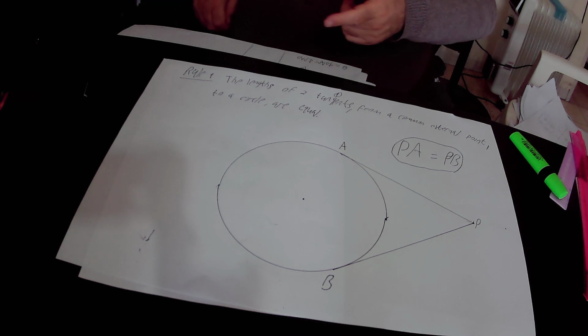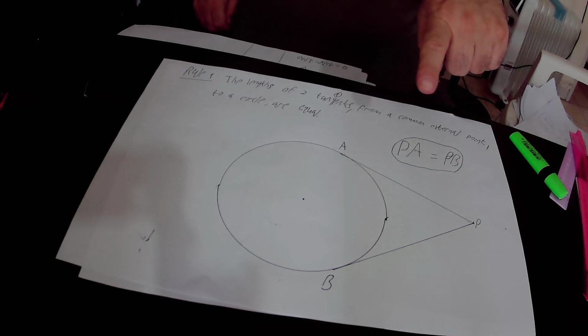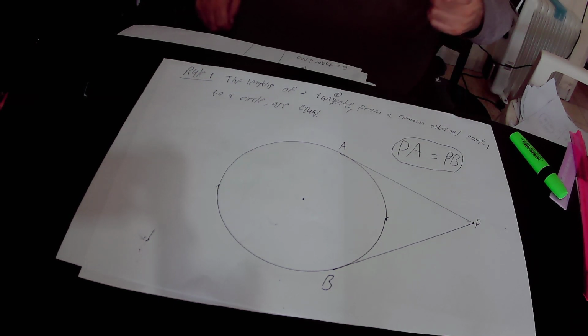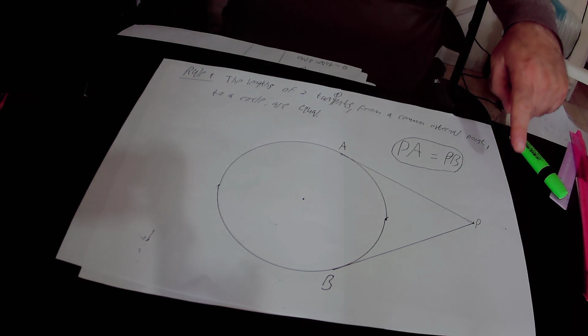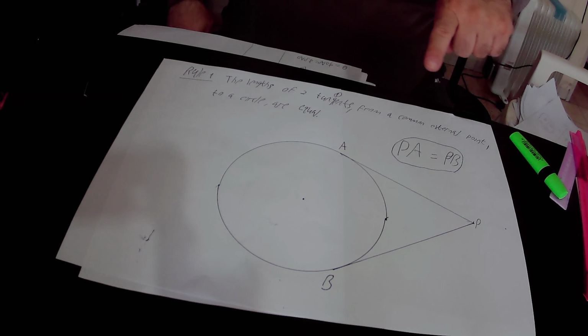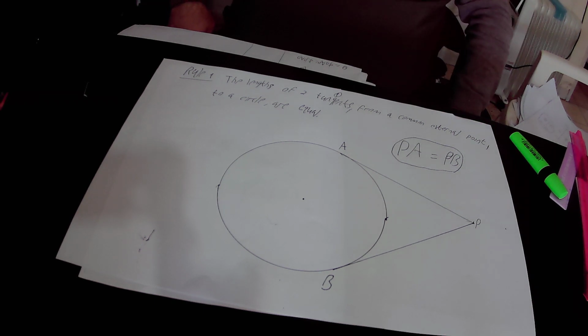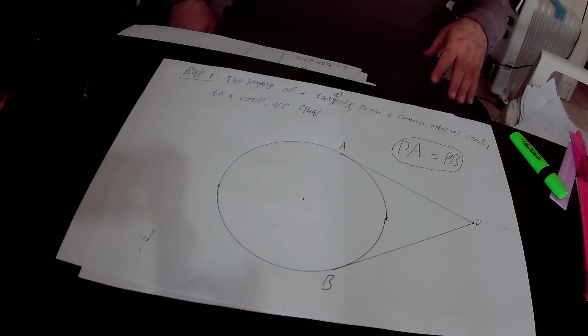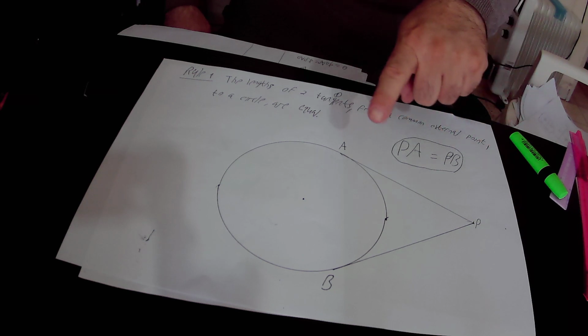And according to rule number 1, the lengths of two tangents, that is to say, the first tangent PA and the second tangent PB, from a common external point P to a circle, to points A and B, are equal. That is to say, PA equals PB according to rule number 1. So whenever you draw two tangents to a circle from a common external point, the lengths of those two tangents will be equal to each other. In this case, PA equals PB.